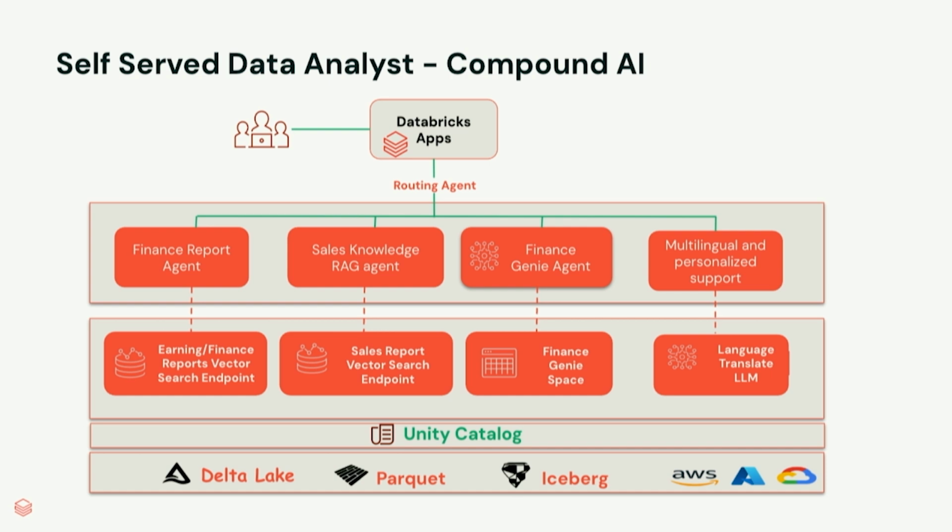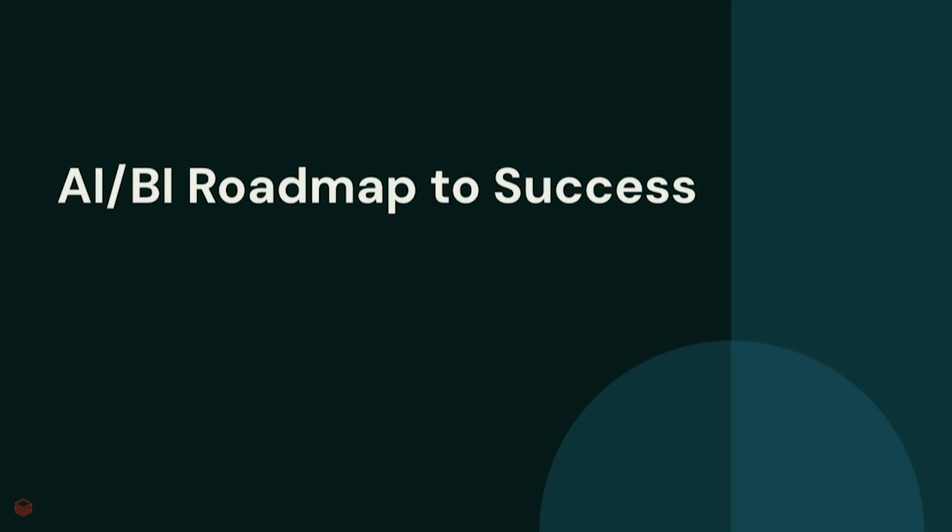I can still reuse, if I am from the same department where I have multilingual support, I can also combine that agent. And one more thing important for finance is that all your quarterly reports are usually in PDF format or on some website. So you can build a vector index on those PDF files and combine everything. Everything can run via a supervisor agent within Databricks Apps, and then you can give a cohesive experience to users.